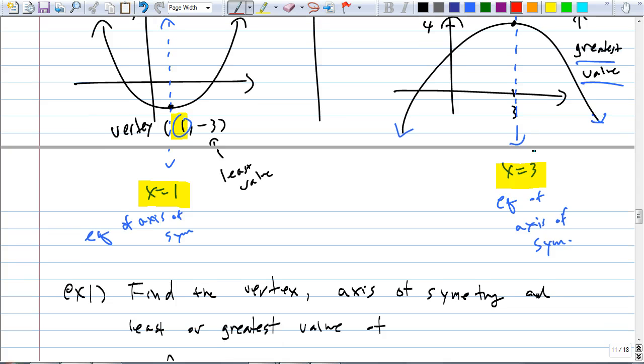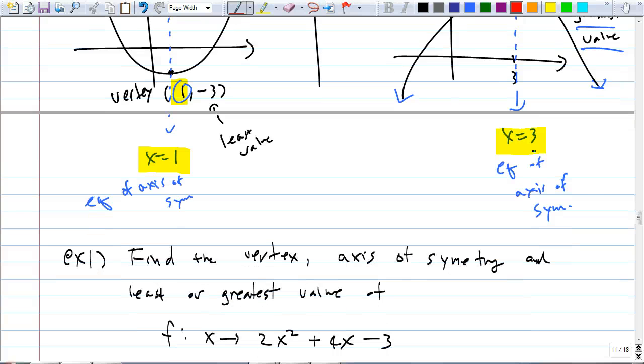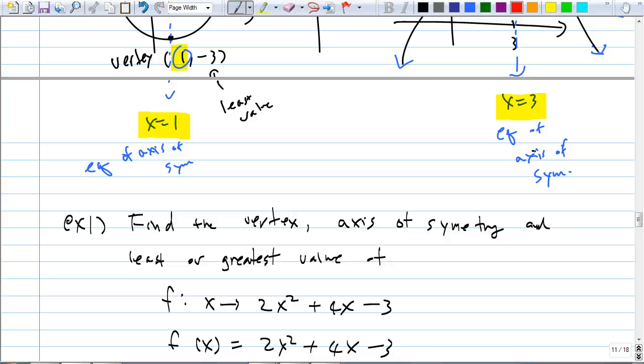Can you tell me the vertex, axis of symmetry, and least or greatest value of this function f: x arrow 2x squared plus 4x minus 3. By the way, what is this notation? Same as what? Do you guys remember this arrow notation? Somebody tell me, how do you rewrite this? Yeah, it's just f of x equals 2x squared plus 4x minus 3.